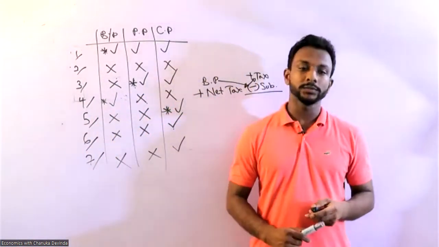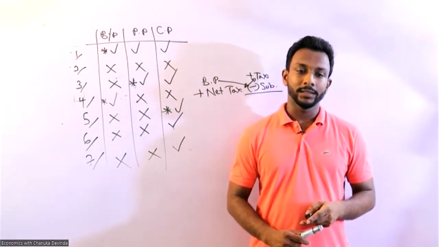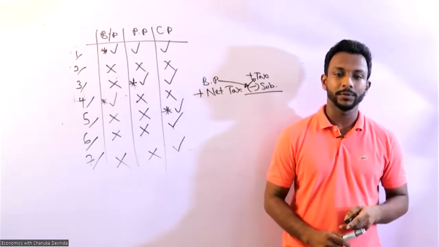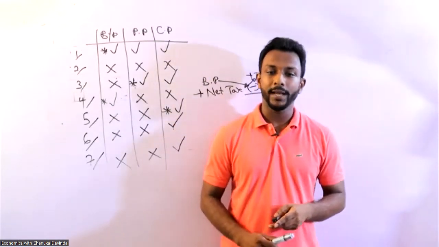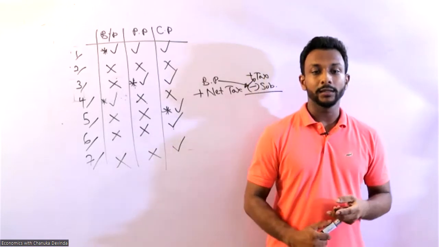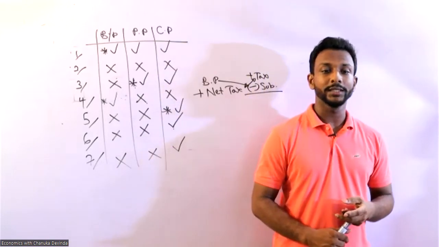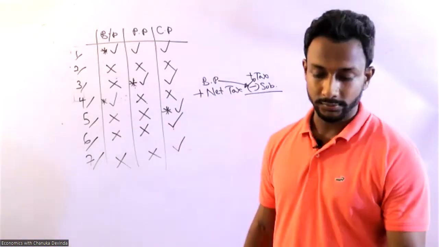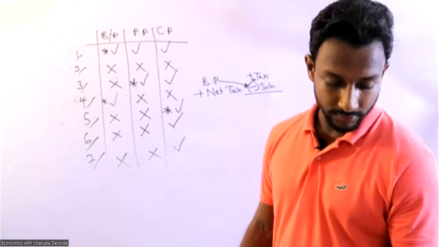So the next one: the difference between the concept of gross domestic product at market price and gross national income at market price. Something that we know.